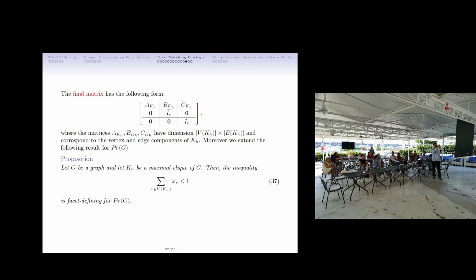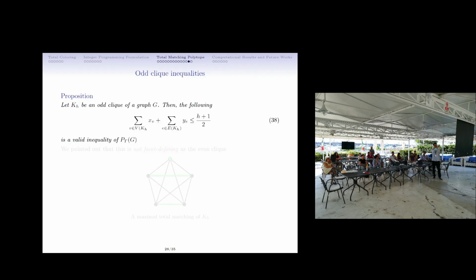We have also proved that if we have a maximal clique, that is a clique that is not contained in any other proper clique, then the clique inequalities on the vertices are always facet-defining for the total matching polytope of the graph G, which is the main difference between the even clique and odd clique. The key point is that the odd cliques are not facet-defining for the total matching polytope.